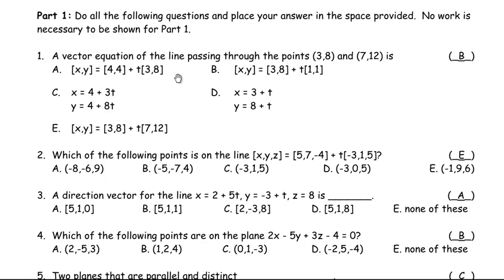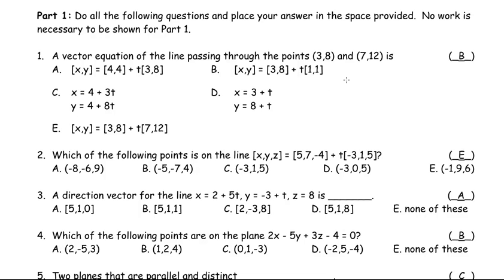We're going to start with some multiple choice in the first part, and then some questions that you show some work for. The first one says: a vector equation of the line passing through the points (3, 8) and (7, 12) is. In case you haven't seen the terminology before, I'm using round brackets to represent points, and square brackets to represent vectors. We find a direction vector for the line by finding the vector between pairs of points, and we have 2 points here.